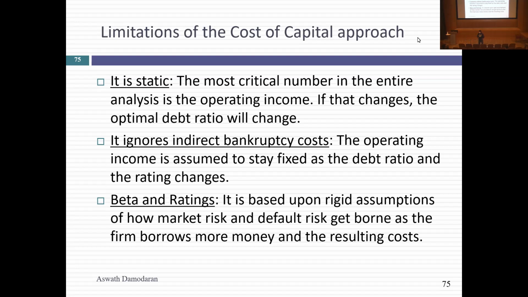Second, it ignores indirect bankruptcy costs. We did it subjectively by letting people put a rating constraint, but we really didn't bring it into the analysis. And third, it does make these assumptions about betas and ratings that might be questionable. With betas, what does the levered beta equation assume? That all of the market risk in a company is borne by the equity investors, right? That's true if you're a single A, double A, triple A rated company.